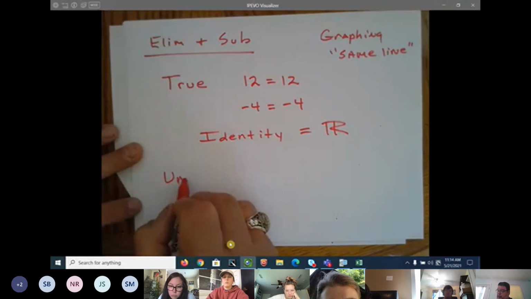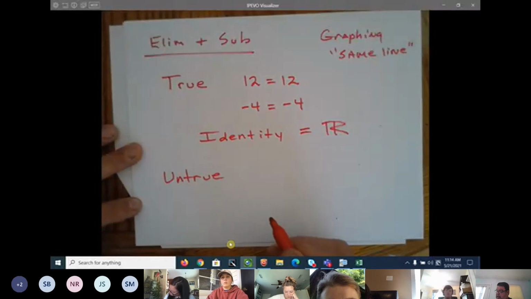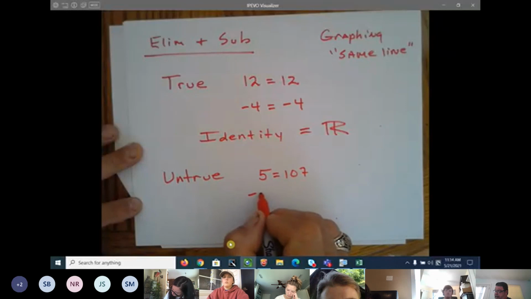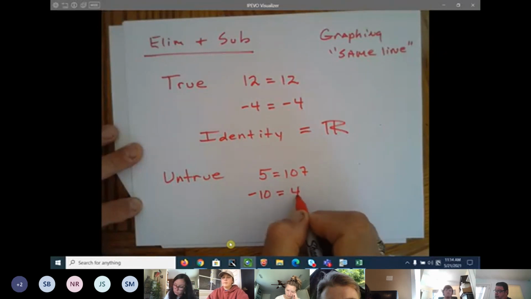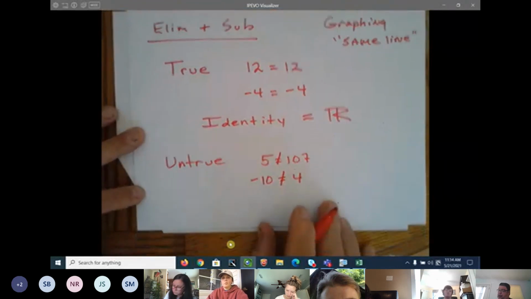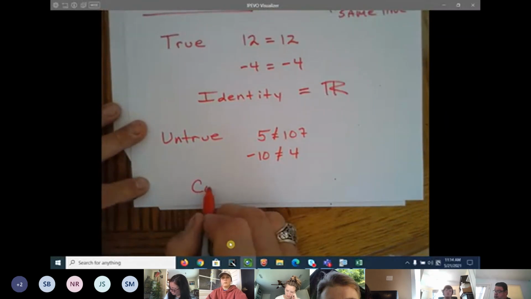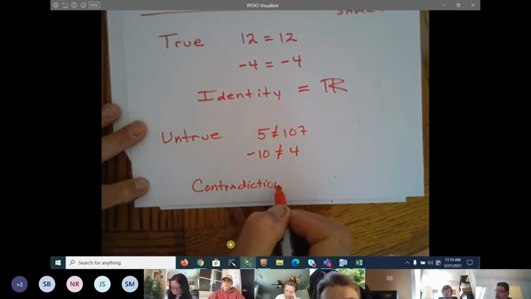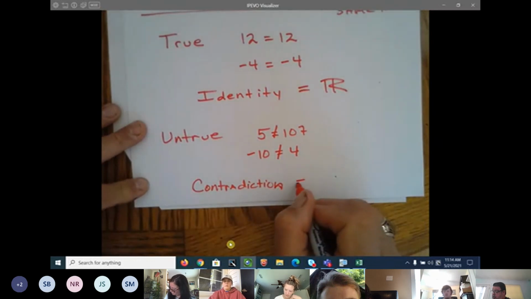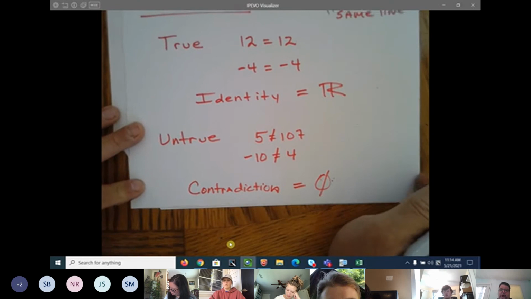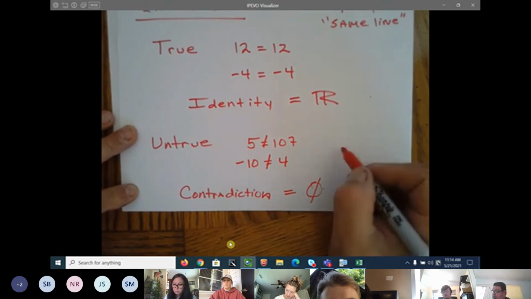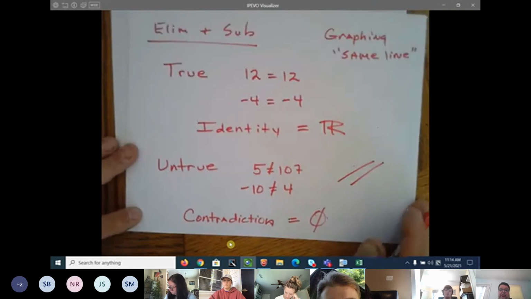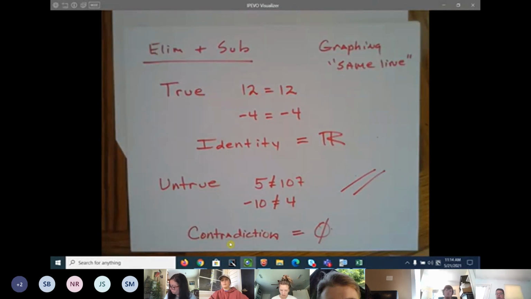Yes. In an untrue statement, like 5 is equal to 107, or -10 is equal to 4, something that's untrue is called a contradiction. And if you have a contradiction, that means no answer, no solution. This is the same as what? Parallel lines. Did I tell y'all this? Yes. I thought I did.